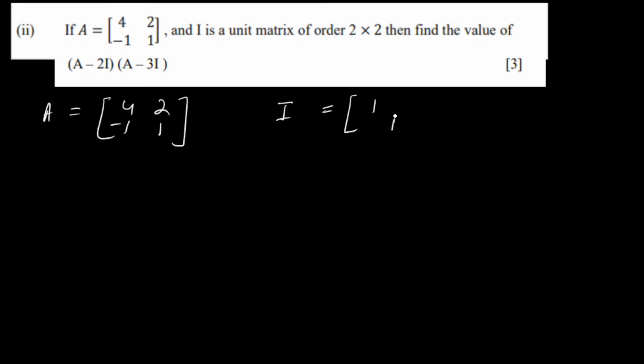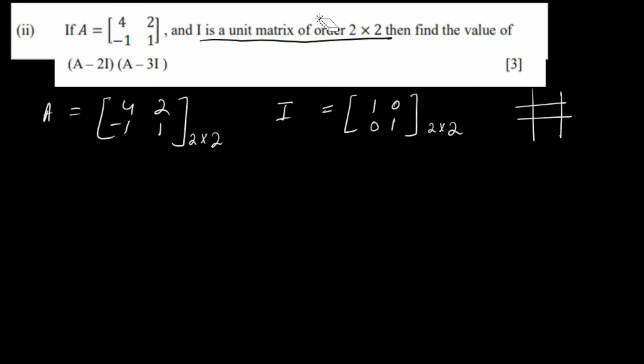It is 1, 0, 0, 1, with 1s on the diagonal from left to right. Here they have mentioned just one piece of information: I is a unit matrix of order 2 by 2. Order 2 by 2 means the number of rows is 2 and the number of columns is also 2. Horizontal are rows, vertical are columns. You should remember all these things.